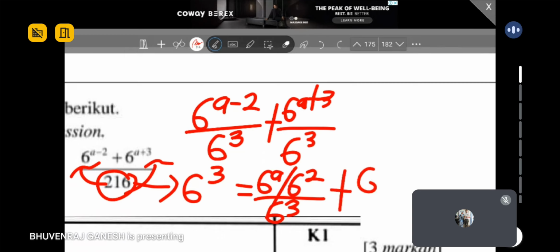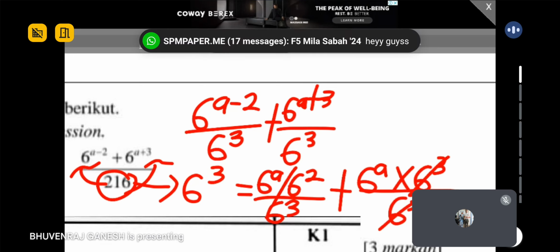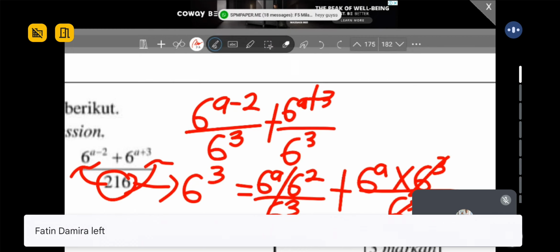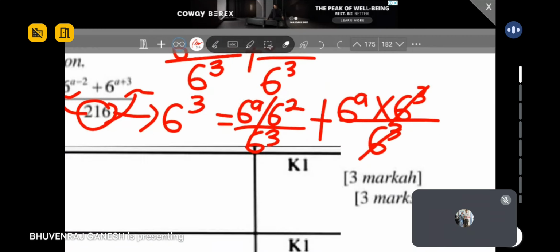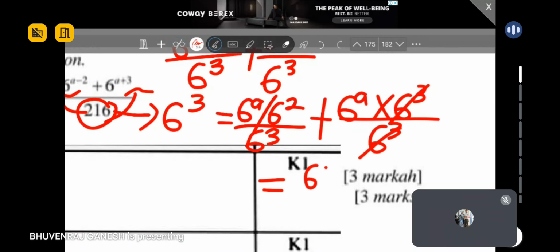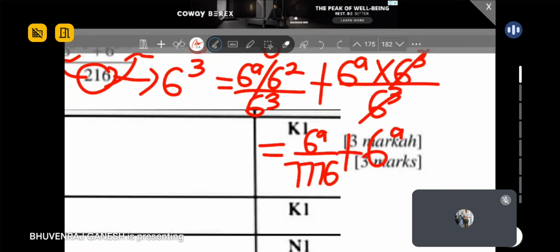Same for this one. 6a times 6 cubed over 6 cubed. So dua ni potong lah. You can cancel. Alright, so you will get at the bottom some more. So you have 6 power a over 7776 plus 6 power a. So macam ni sekarang jawapan dia. So can I simplify some more? Boleh tak saya permudahkan lagi? Can? I can combine them to become one fraction. Saya gabung mereka jadi satu pecahan tunggal.